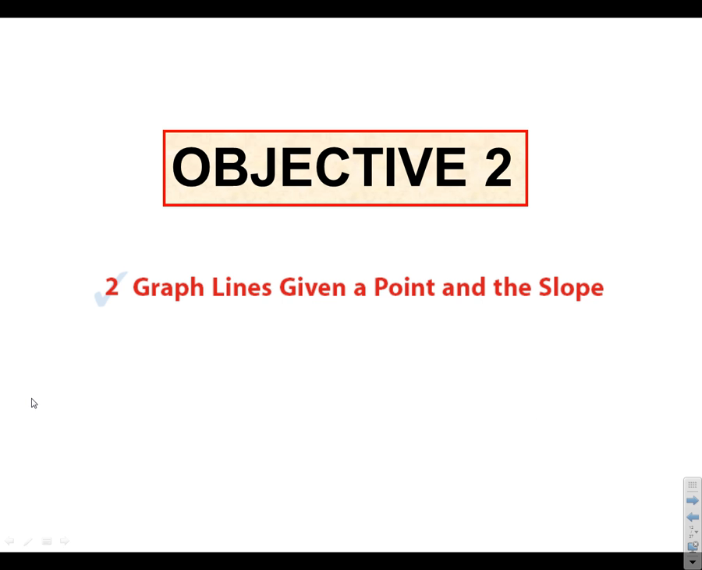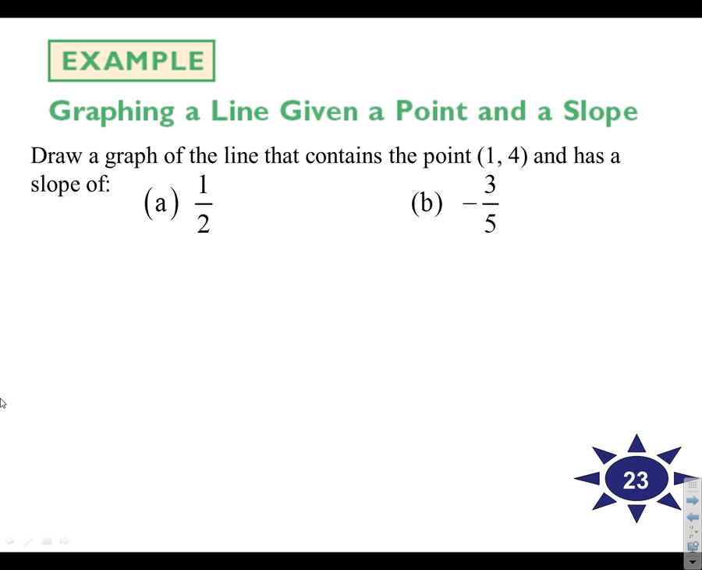All right, so given a point and a slope, can we figure out what our equations are? Before that, let's draw a graph that contains the point 1, 4 and has a slope of 1 over 2. Remember, this is rise over run. So we're going to go up 1, and we're going to go right 2. Up 1 over 2, and now we'll have a slope like that.